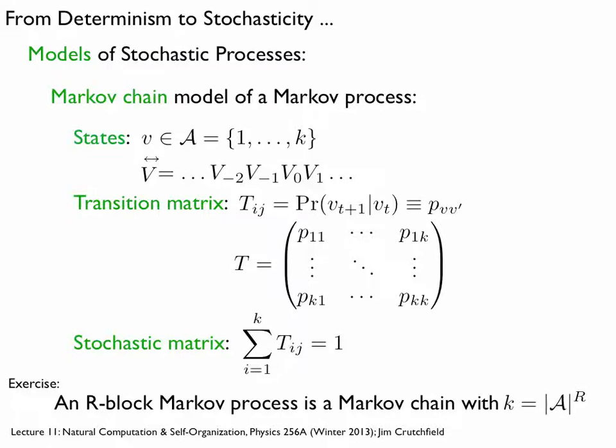In the transition matrix, every row sums to 1. So these are called stochastic matrices. Every row sums to 1. And what that means is you always make a transition. Doesn't matter which one. They might occur with their probabilities, but you always make a transition.